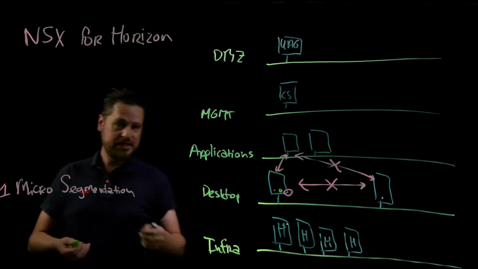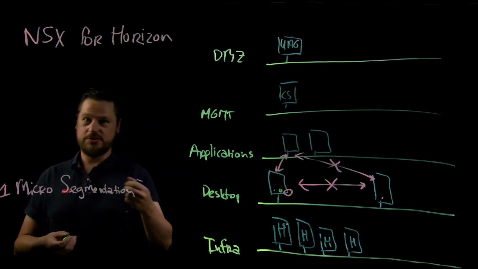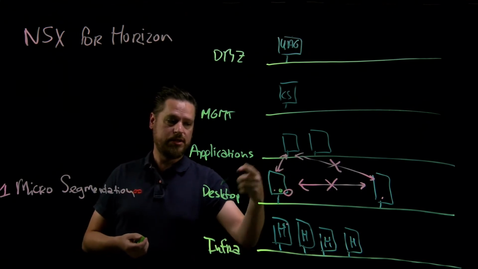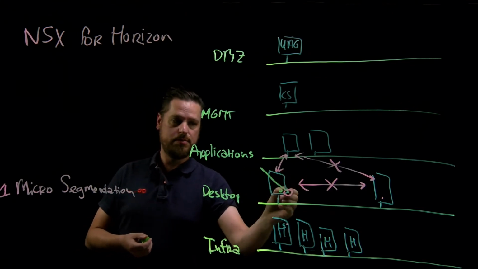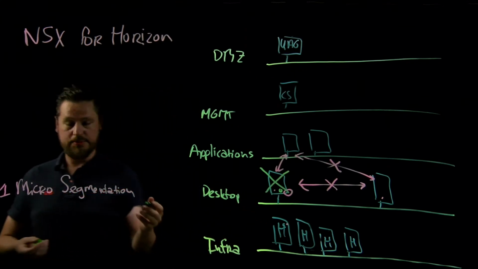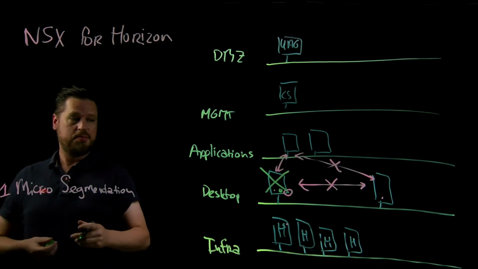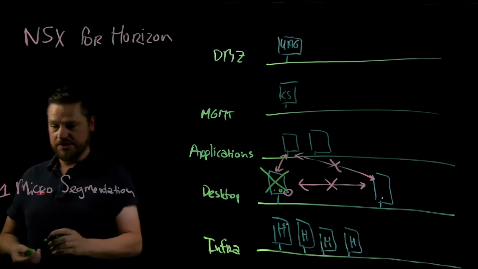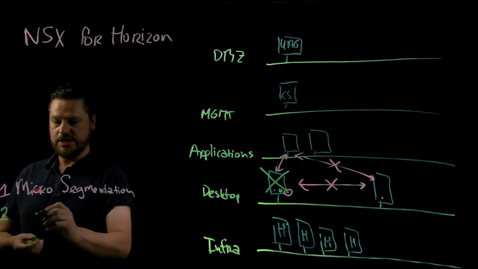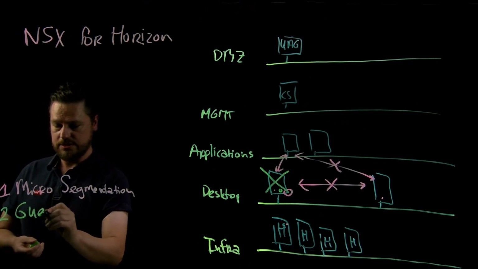If there's something amiss, for example, the user has clicked on some malware, then the third-party solution in combination with NSX will block the traffic from that virtual desktop so that the virtual desktop can be investigated, what kind of malware or what kind of behavior was amiss. And we have our second use case, and that is guest introspection.